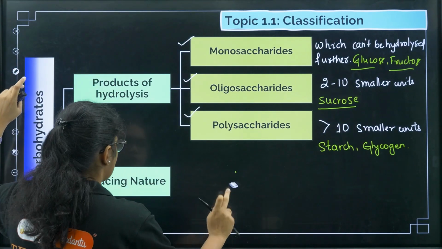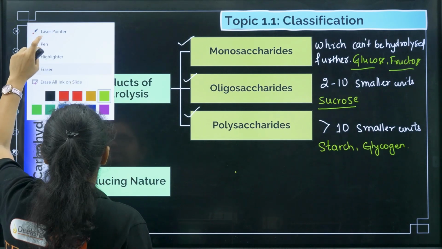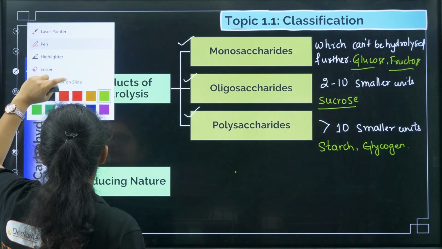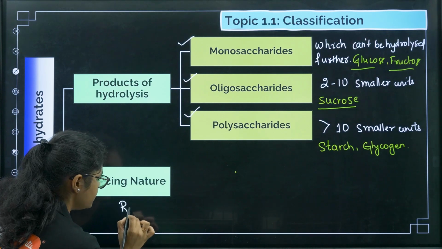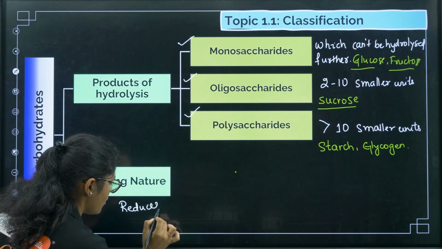Now talking about reducing nature. What is reducing nature? Reducing nature means those carbohydrates which reduce Tollens reagent.